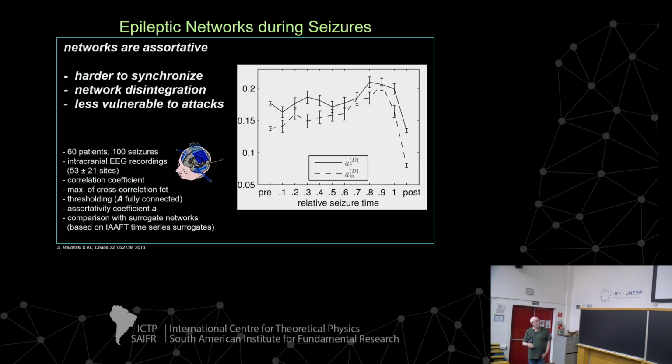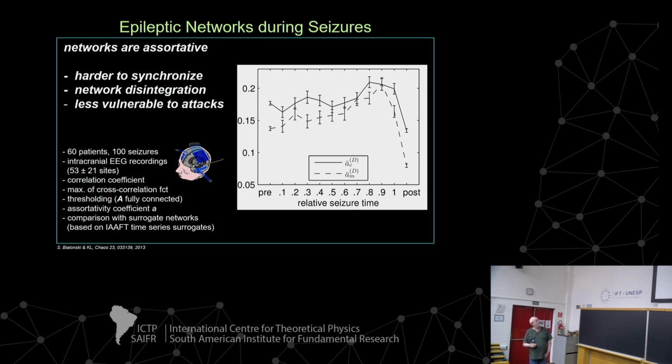And if you measure the assortativity of these networks during a seizure, then you see that there is some slight tendency to increase, depending on how you measure the assortativity. Here we have used different techniques, different concepts of how to do that. And what you then find is that because of this tendency to go up, these are harder to synchronize.